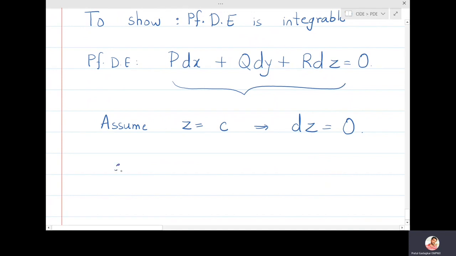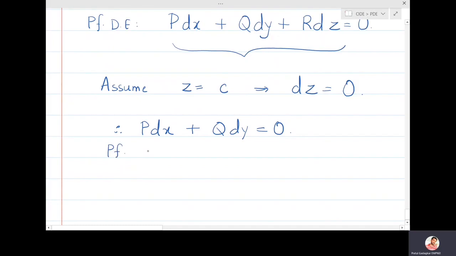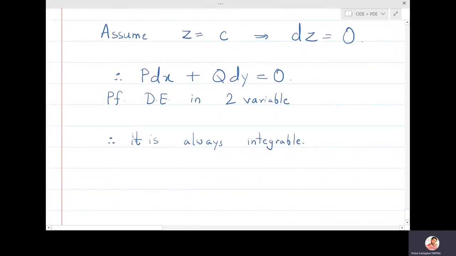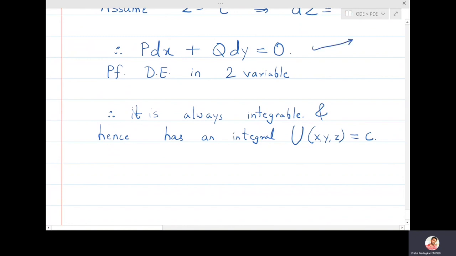Now, therefore, what happens? This Pfaffian differential equation becomes P dx plus Q dy is equal to 0. Now, this is a Pfaffian differential equation in two variables, and therefore we know by the above theorems that this Pfaffian differential equation is always integrable, right? We have proved this theorem above, and therefore it has an integral. That integral I'm going to call u, which is a function of x, y, z, equal to a constant. Okay, this will be the integral of this Pfaffian differential equation.